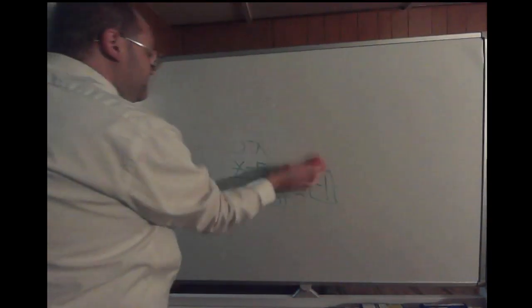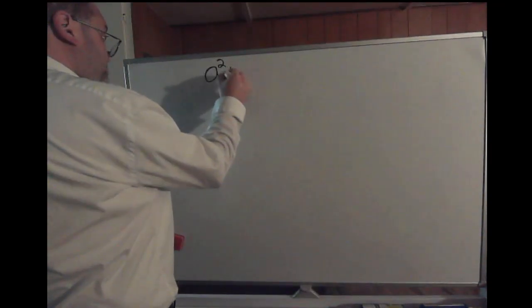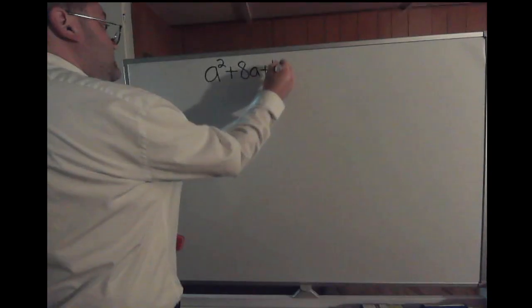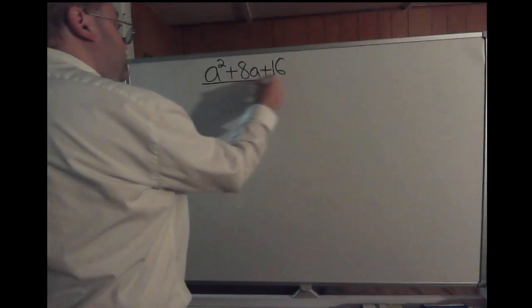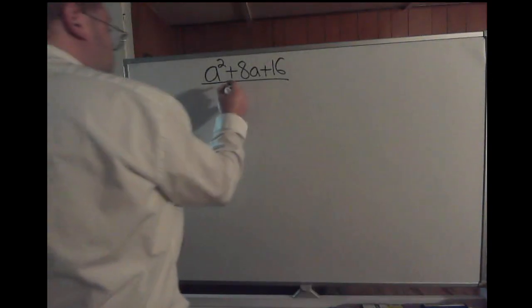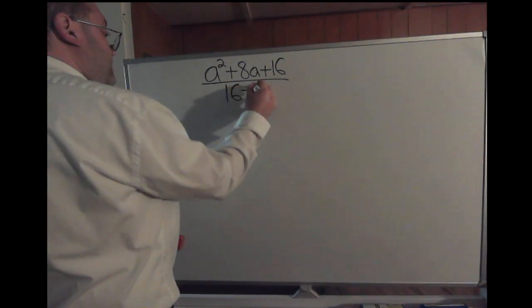It's important to be able to recognize the negative of expressions too, and be able to factor those out, like we just did. Alright. We have a squared plus 8a plus 16 all over 16 minus a squared.